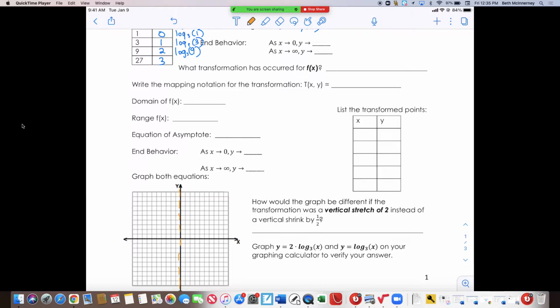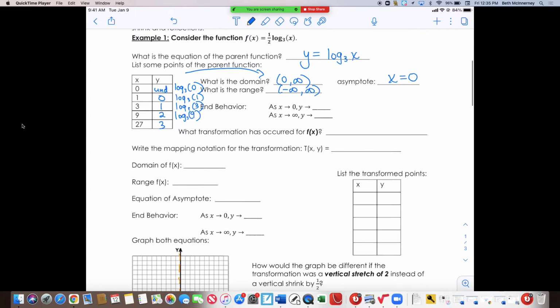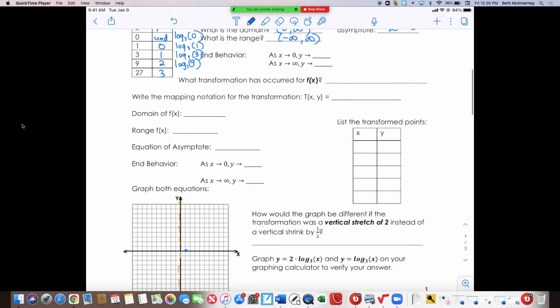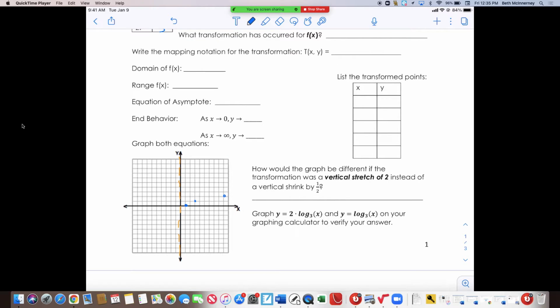So I'm going to draw the vertical asymptote. X equals 0 is the y-axis. It's a vertical line. So I have 1, 0. Hey, that's my x-intercept. Do we need that anywhere? That is the x-intercept. Then I have 3, 1, 9, 2. Make sure that you go all the way down, approaching negative infinity.